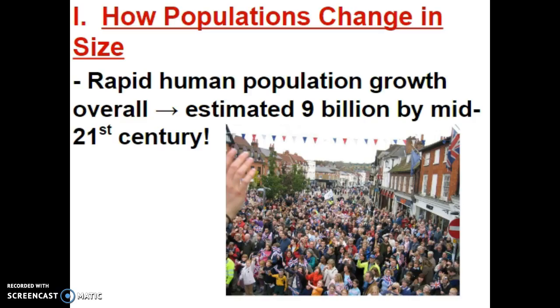The human population has shown a lot of rapid growth overall by the mid-21st century, so by the year 2050. Scientists estimate that we will be around 9 billion people. As of today, in 2017, our current population is already over 7 billion.